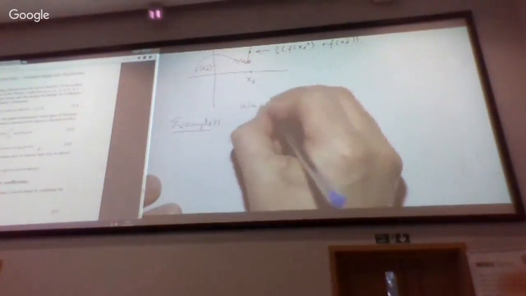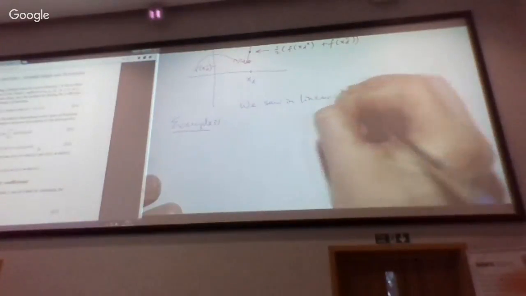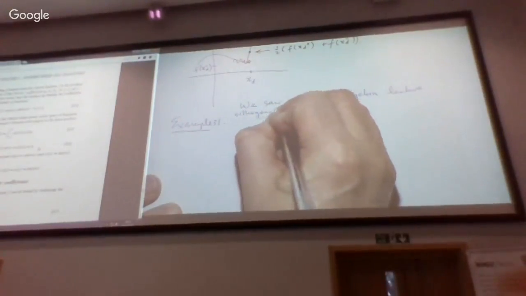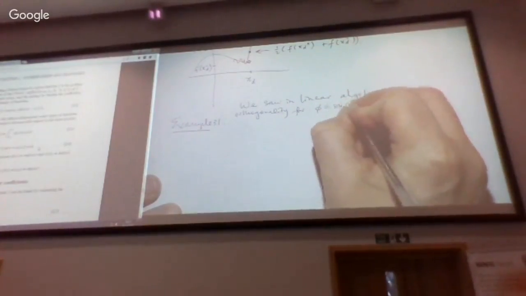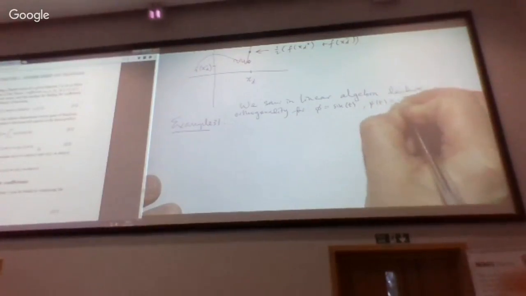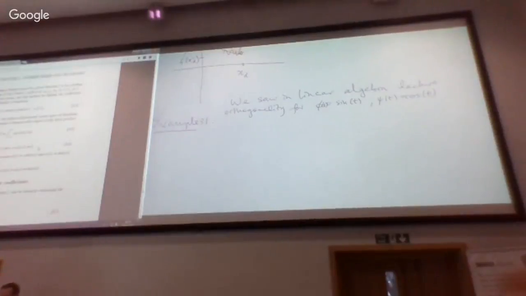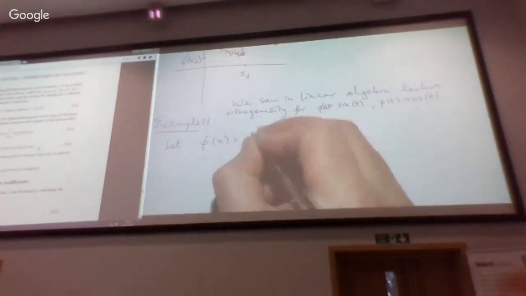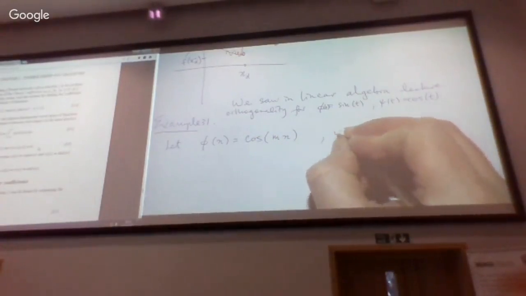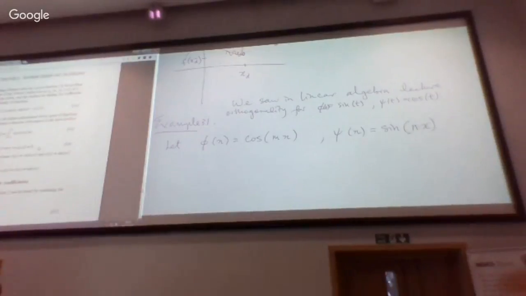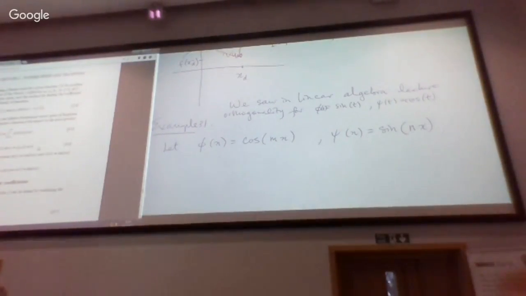In the linear algebra lecture earlier on, we saw orthogonality for, say, phi(t) equal to sine of t and psi(t) equal to cosine of t. Okay, we saw that example. Here in example 3.1, the notes ask us to look at some other cases. So we're going to let phi(x) be the function cosine of nx, and psi(x) be the function sine of nx. So this is one of the cosines and one of the sines, and we're allowing the frequency term to be different.